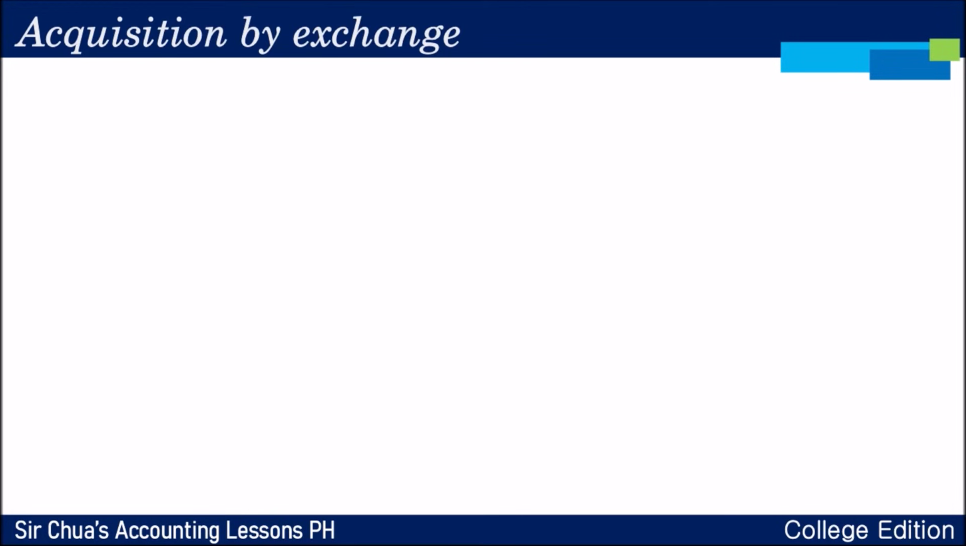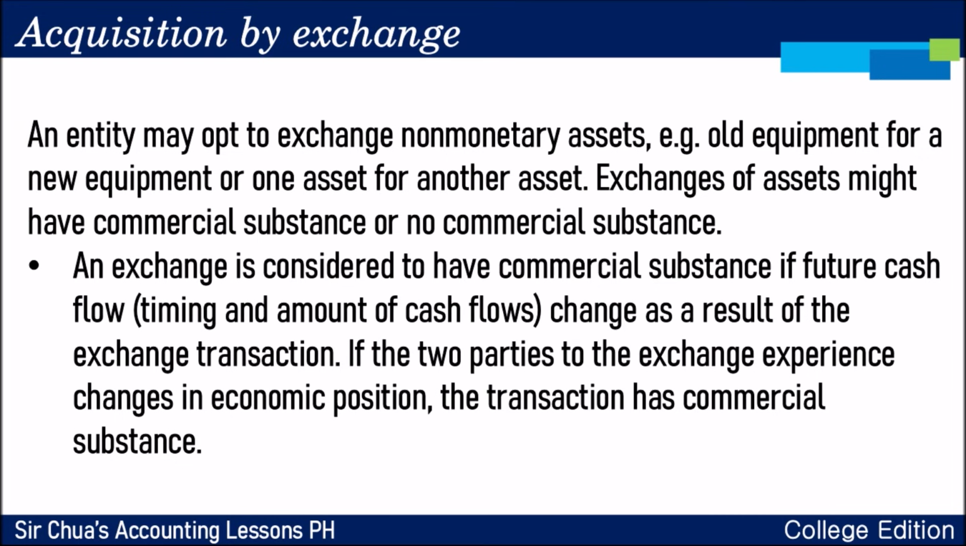Okay, let's continue. Paano naman po kapag ka-exchange? An entity may opt to exchange non-monetary asset, like for example, old equipment for a new equipment, or one asset to another asset. Land, papalitan mo ng machinery. Okay? Exchange of assets might have commercial substance or no commercial substance. So, kailan po natin masasabi that the exchange transaction has a commercial substance?